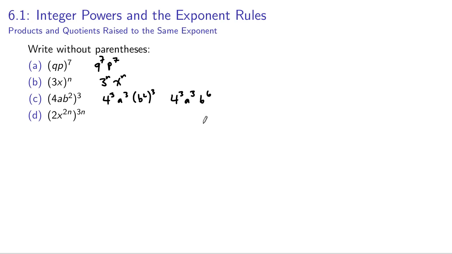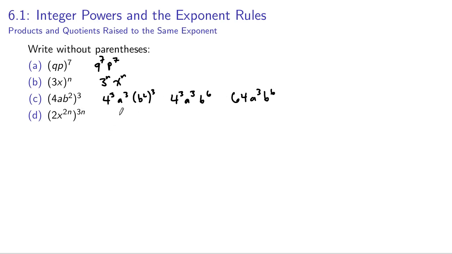Now we might write 4 cubed as 64 instead of as 4 cubed, since it's easier to understand 64, or to compare 64 with some other number, than comparing 4 cubed.